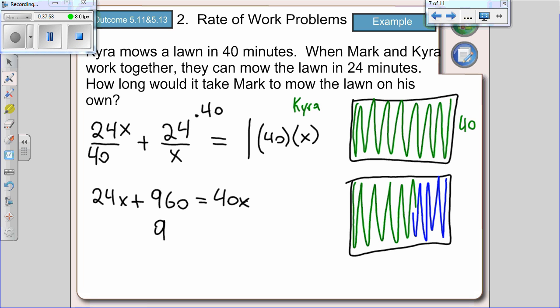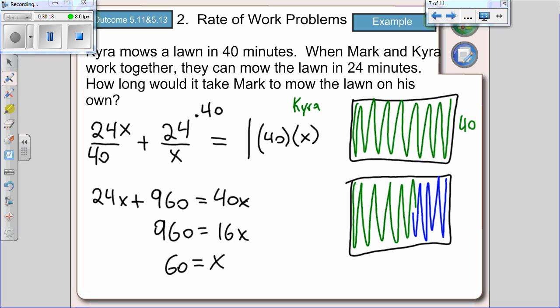So how long did it take Mark to mow by himself? 60 minutes. Now here's the other thing with these questions: if you set them up properly and solved it properly, the answer should make sense. And by make sense, this is what I mean.